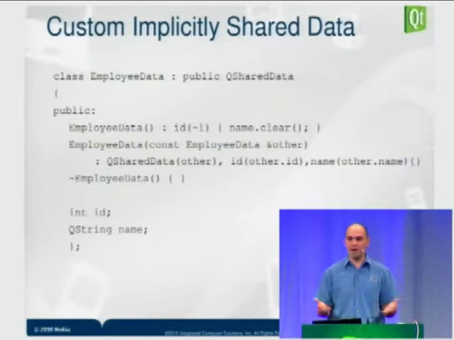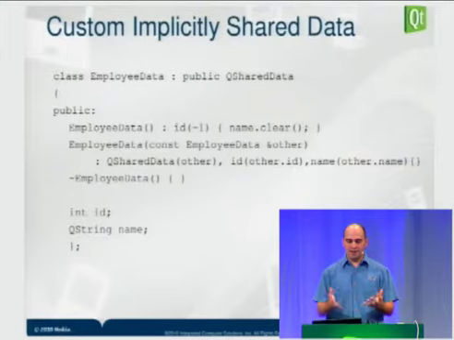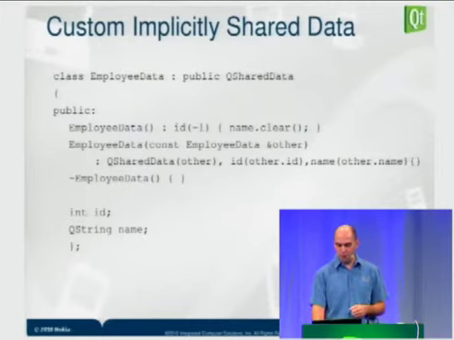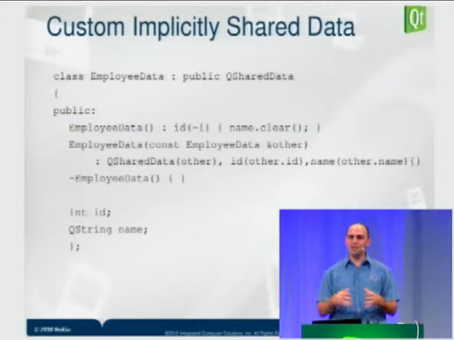And the string is already implicitly shared. And we simply go ahead and inherit from QSharedData. It gives us ref and deref. Don't have to implement that. Implement your class just as you normally would. And then you create your wrapper.